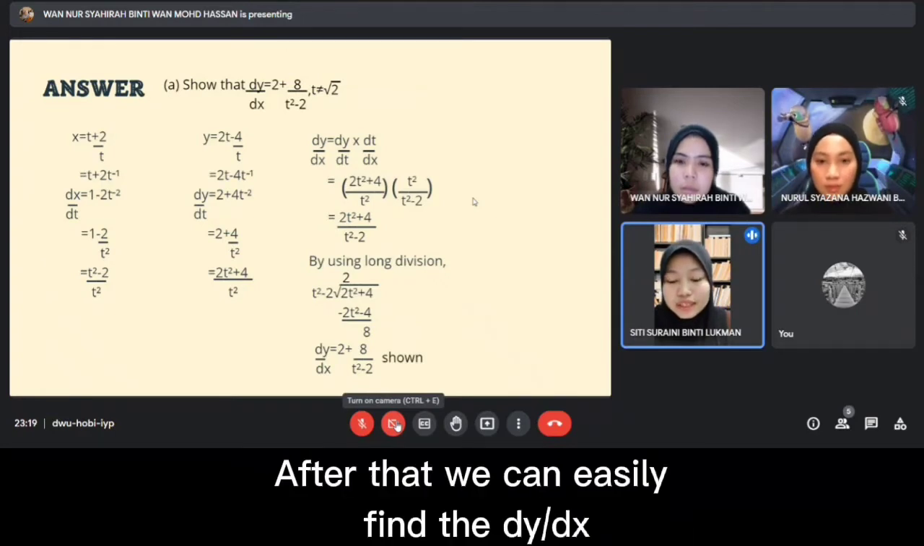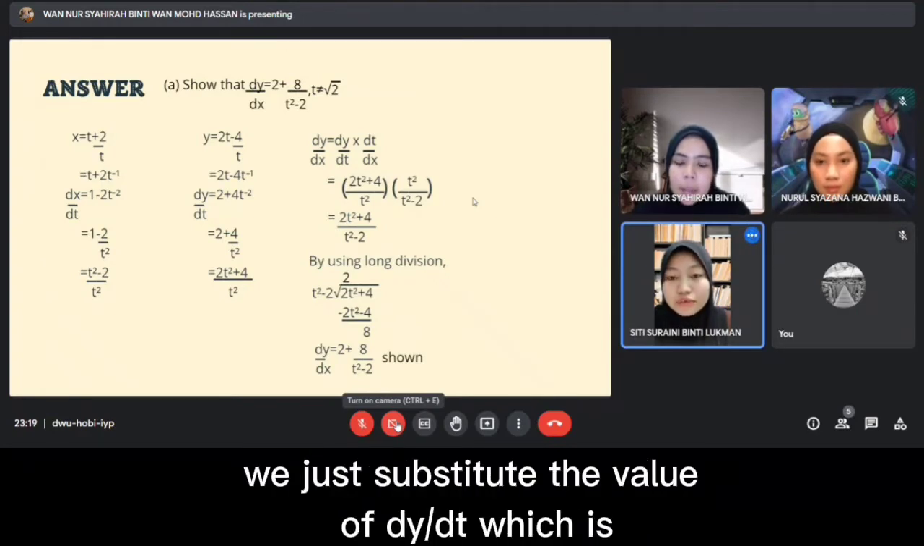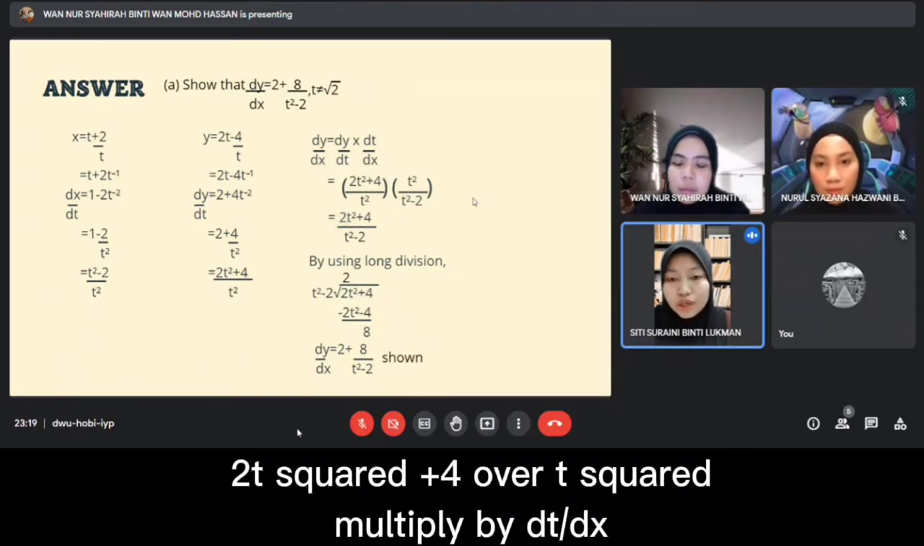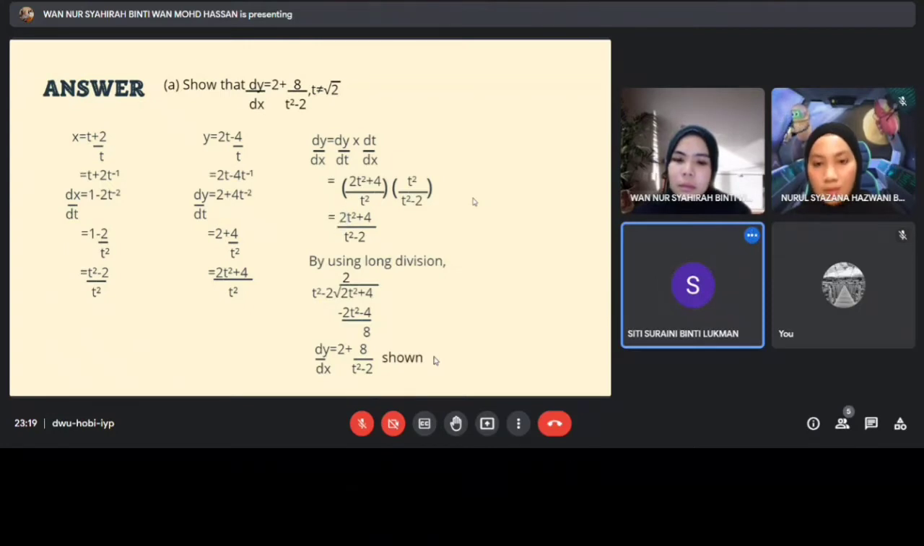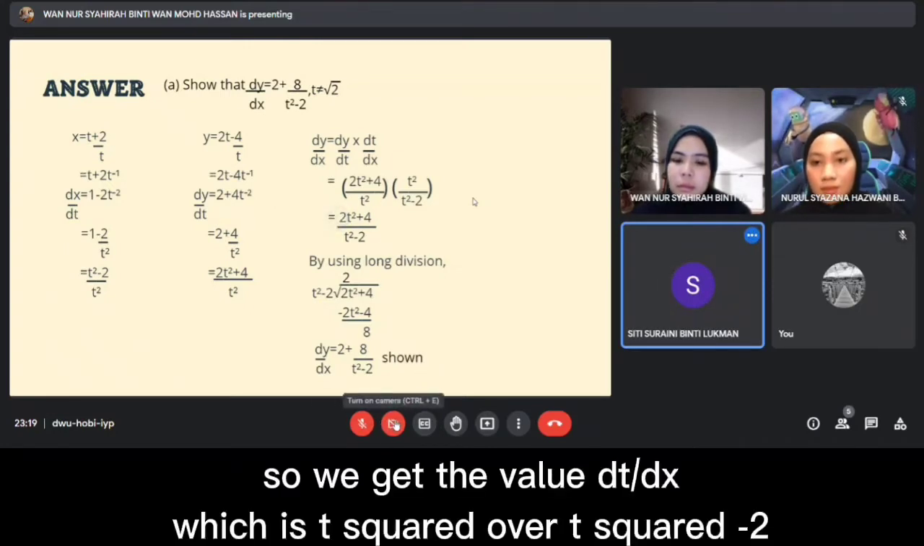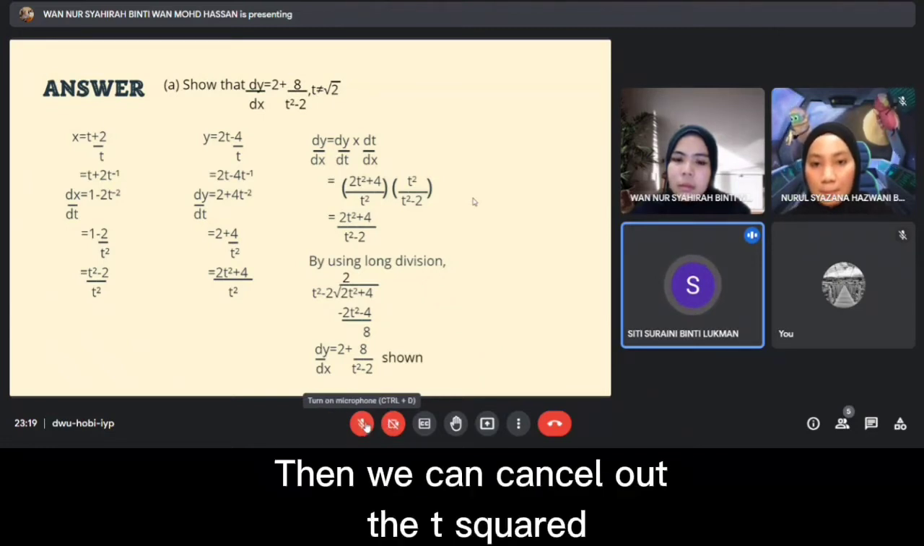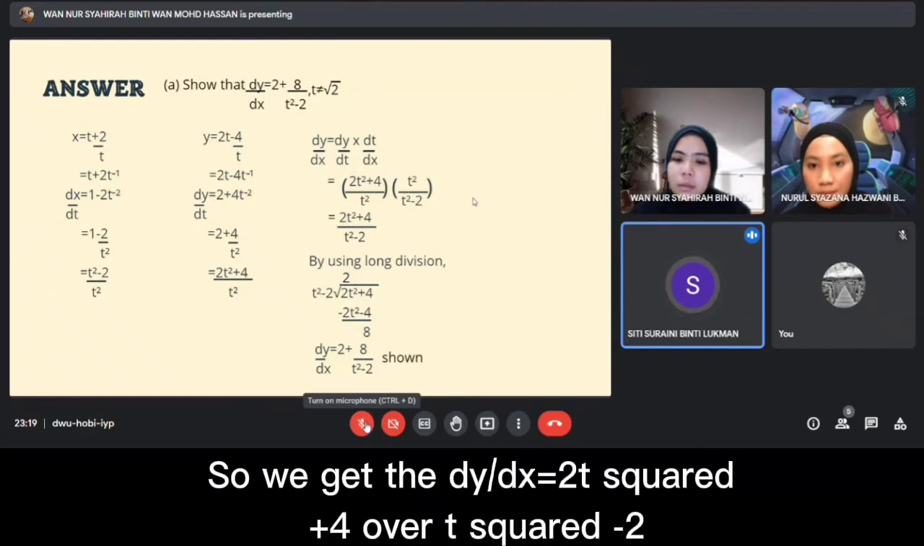After that, we can easily find dy/dx. We just substitute the value of dy/dt, which is 2t squared plus 4 over t squared, multiplied by dt/dx. The dt/dx is the same as 1 over dx/dt. So we get the value of dt/dx, which is t squared over t squared minus 2. Then we can cancel out the t squared. So we get dy/dx equals 2t squared plus 4 over t squared minus 2.